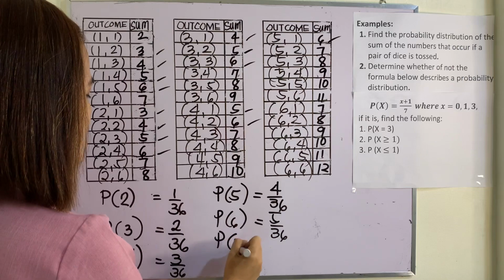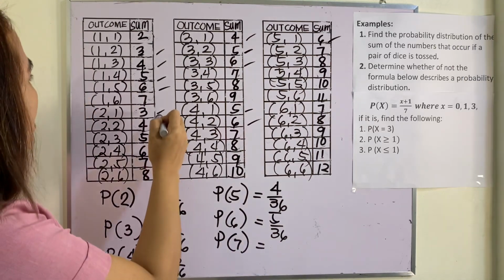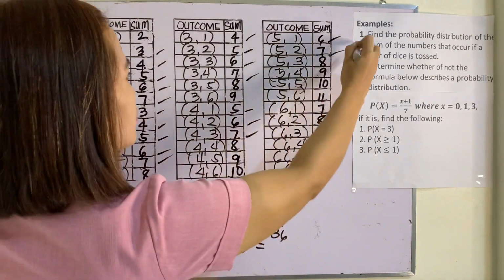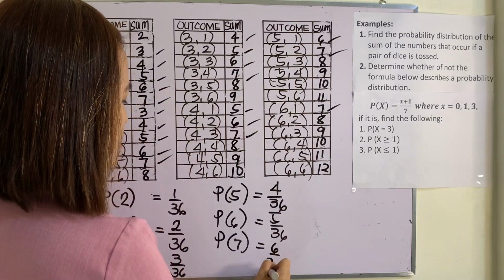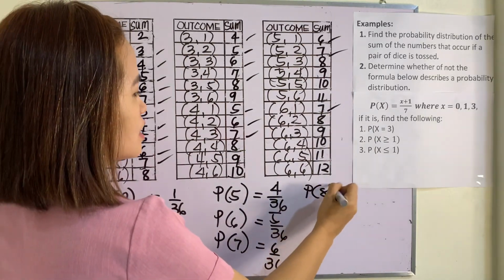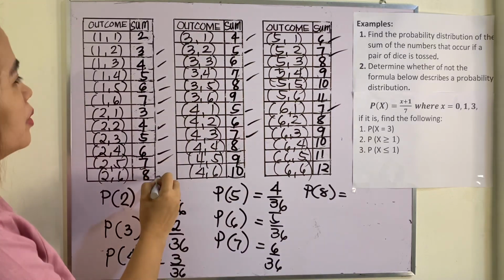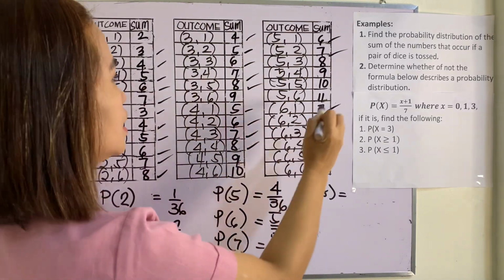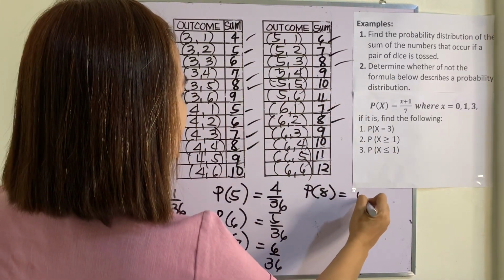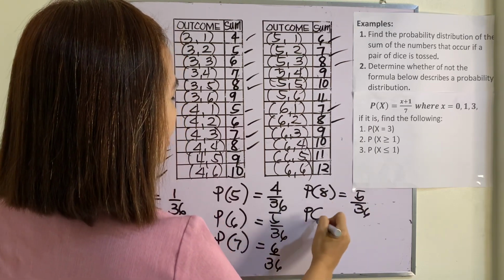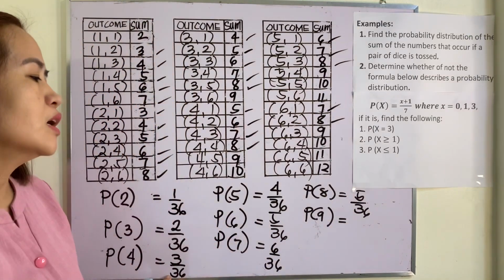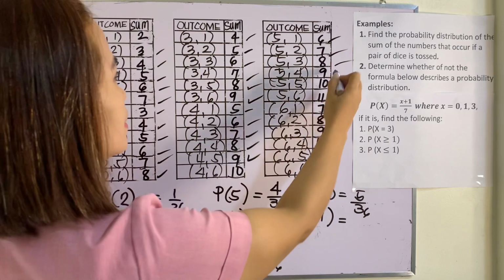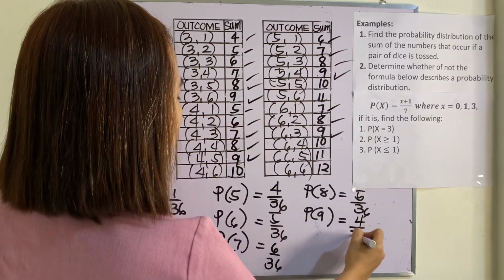What about P of 7? P of 7, we have 1, 2, 3, 4, 5, 6. So we have 6 over 36. What about P of 8? The probability of getting a sum of 8: 1, 2, 3, 4, 5. So this is 5 over 36. P of 9, the probability of getting a sum of 9. We have 1, 2, 3, 4. So we have 4 over 36.